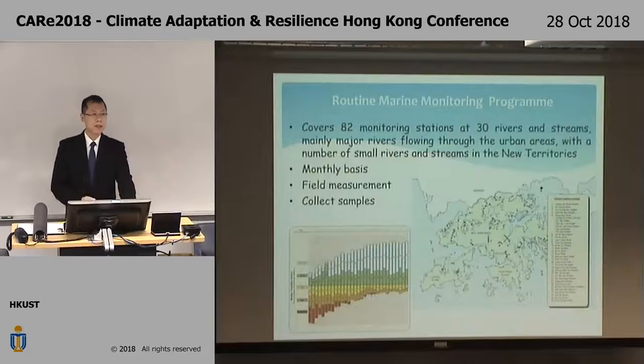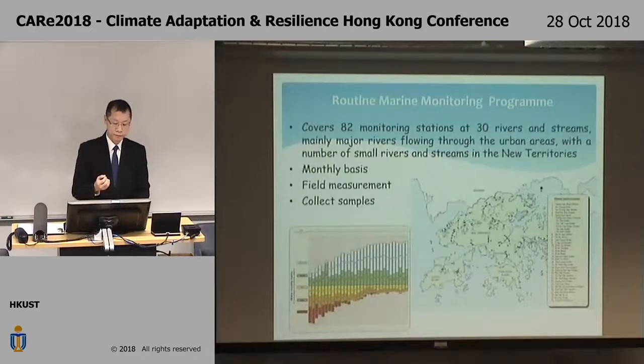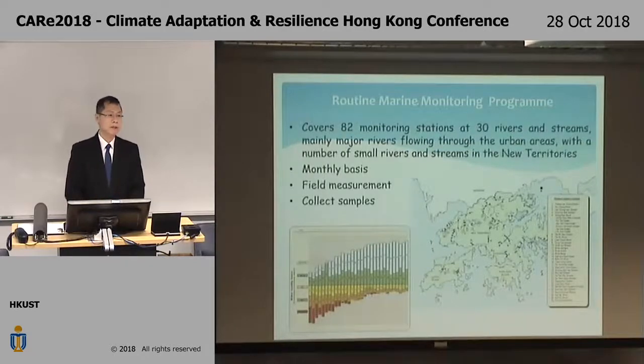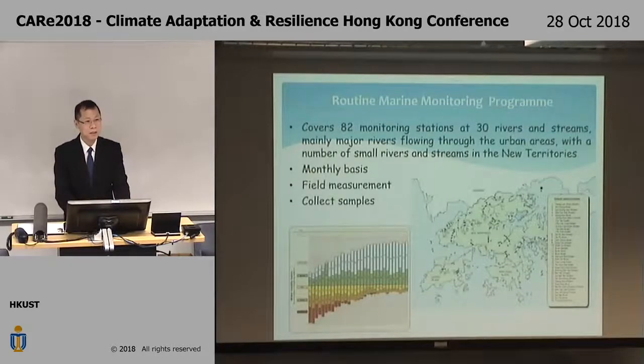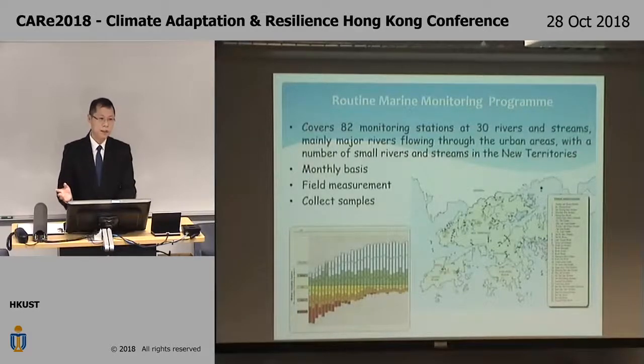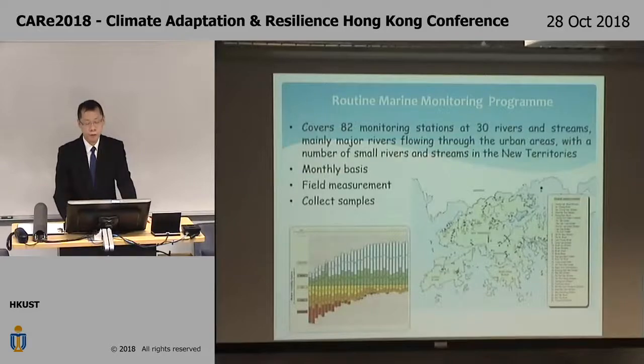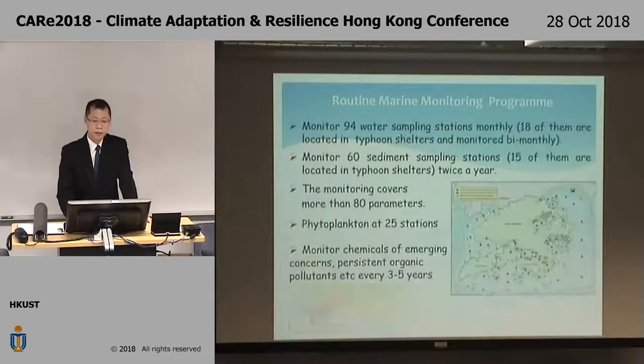Other than marine waters, we also monitor the rivers. We have a routine marine monitoring program, but actually we monitor also the rivers because these are the pollution sources. These are things that we may discharge into the marine waters. So we also have quite a number of monitoring stations on major rivers. Nowadays we have around 82 monitoring stations. We do it monthly. We collect field samples, we do the analysis, all kinds of things like that.